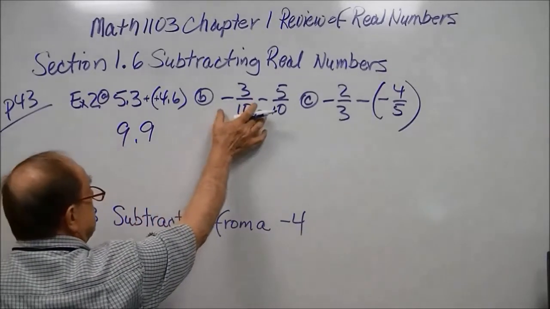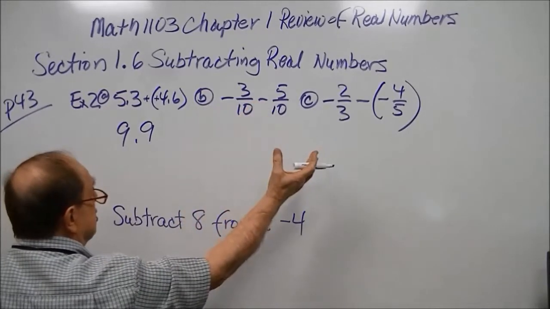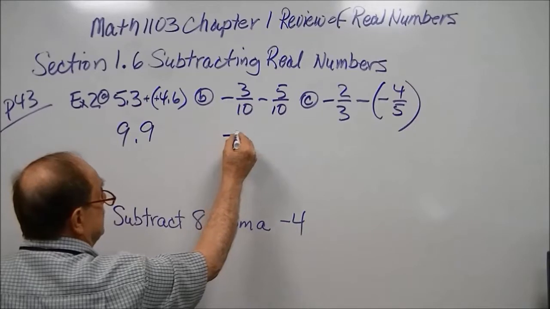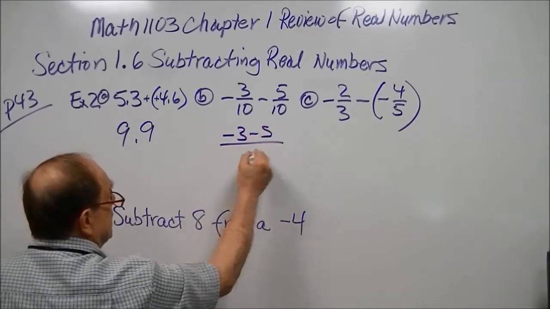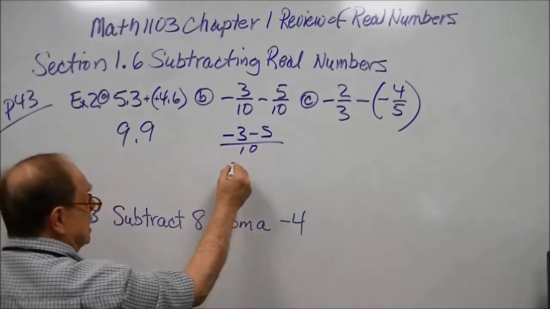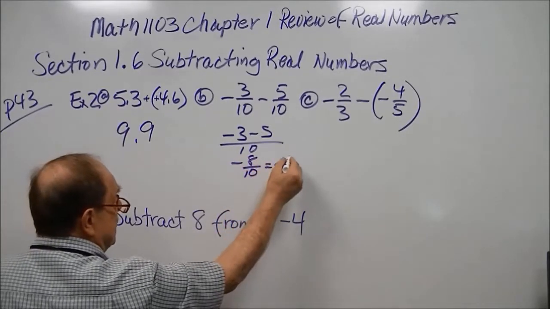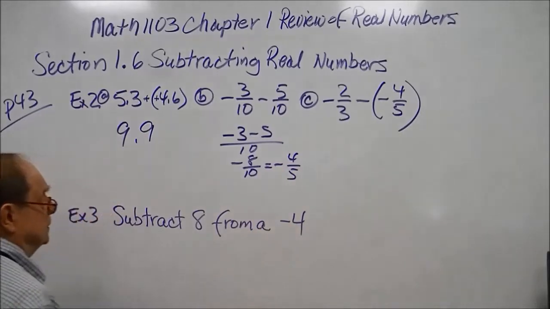Here we're subtracting 2 negatives, so we could think of this as a plus, but it's going to be a negative 3, negative 5 over the common denominator. That'll be negative 8 over 10. I think we had one like this. Reduce that, 4/5.